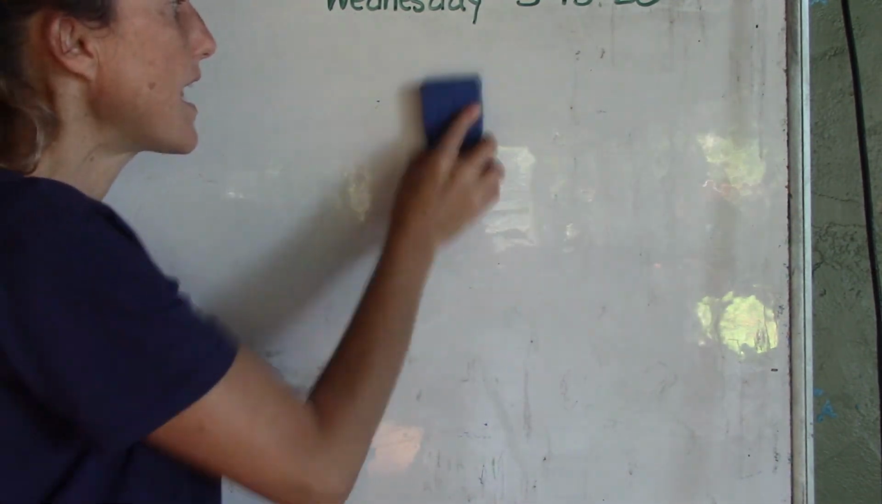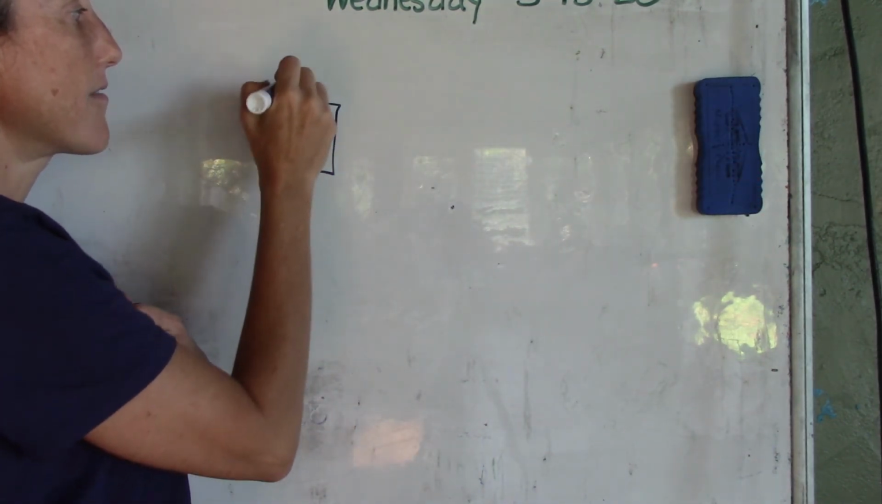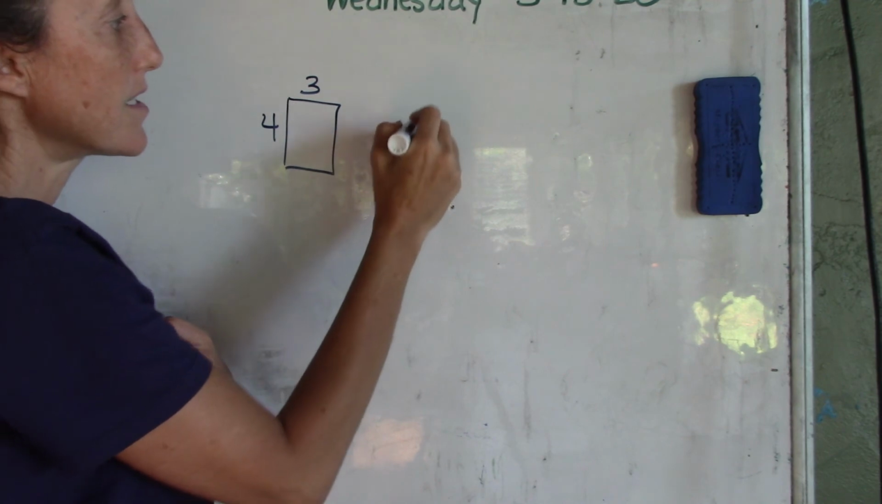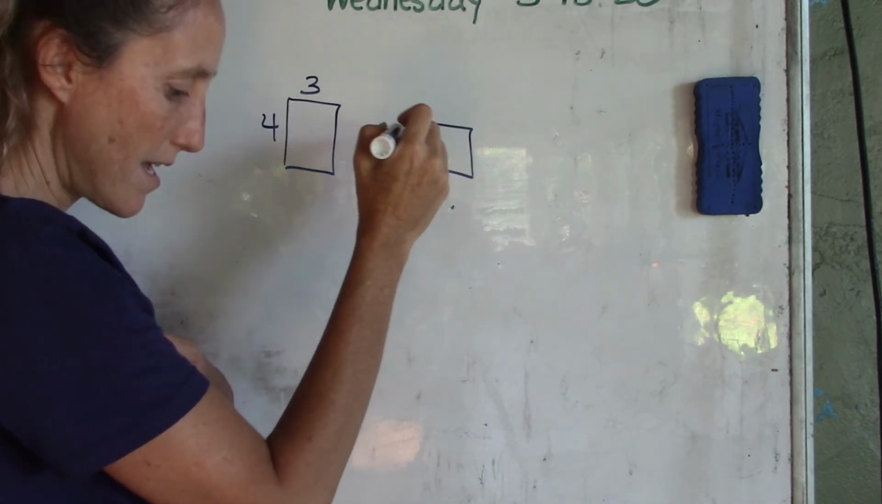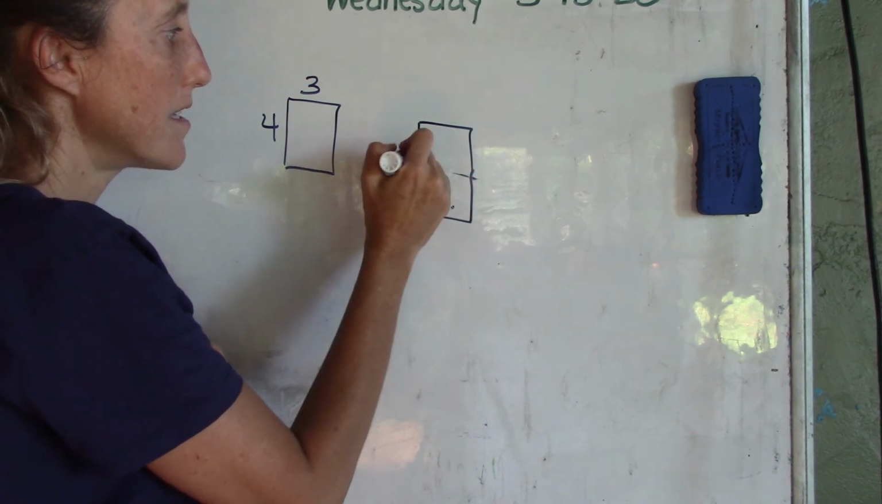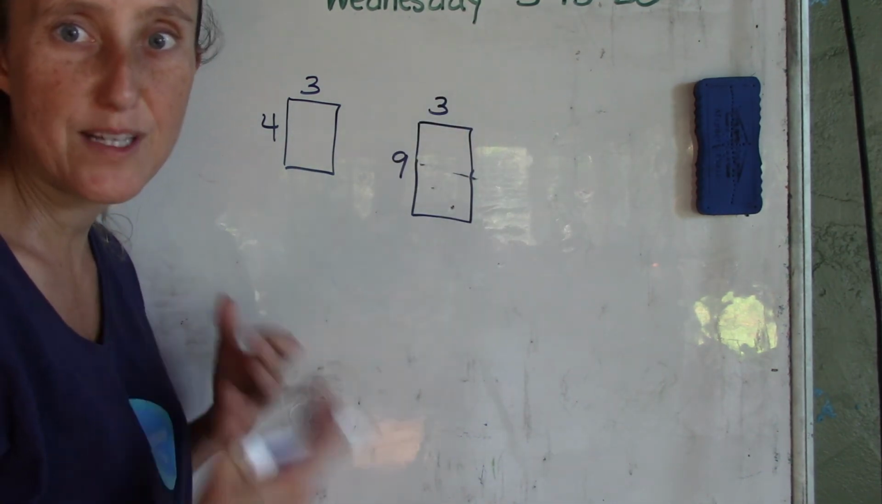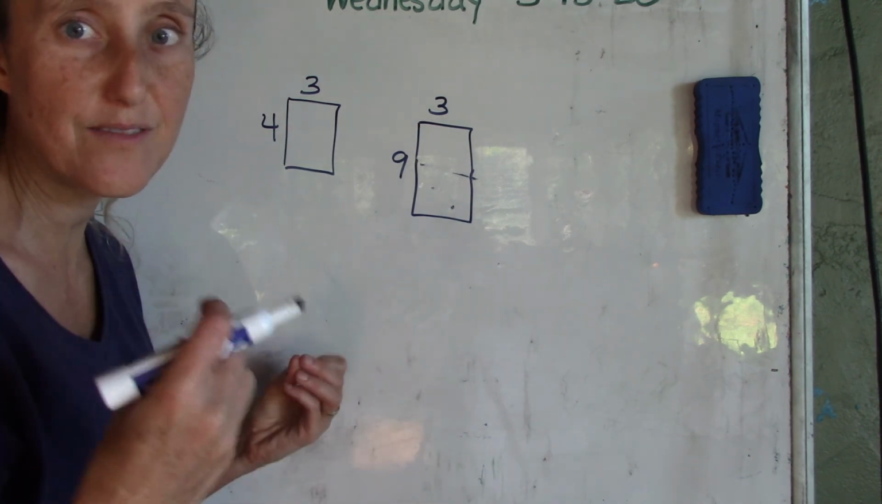Okay, and just one last review. If I want to know the area of this rectangle, what do I do? Do I add them? Do I subtract them? Do I multiply them? Do I divide them? What do I do?